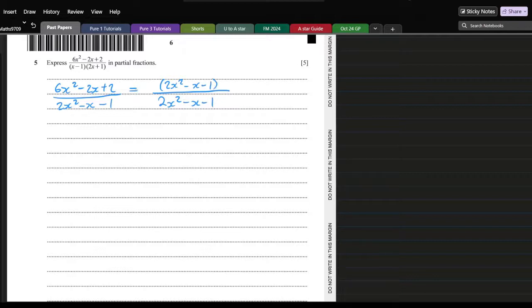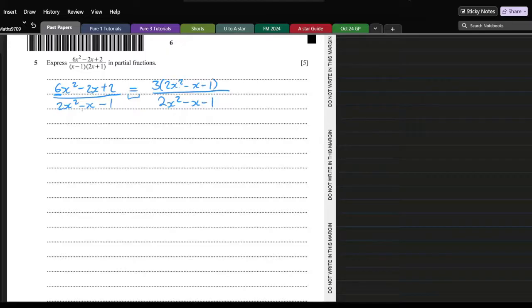Now for this equal sign to be valid here, it means our numerators have to match. So for us to do that, I'm going to start by looking at the coefficient of our x squared. Our coefficient here is 6. What number can I put outside the bracket that multiplies this 2x squared so that we get 6x squared? I can put a 3 here, because if we were to expand, 3 times 2x squared gives us the 6x squared.